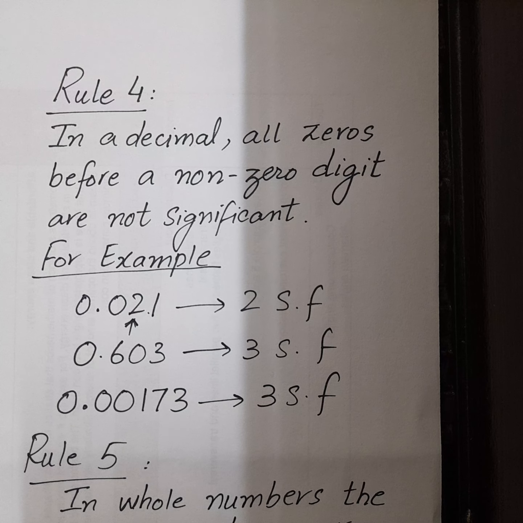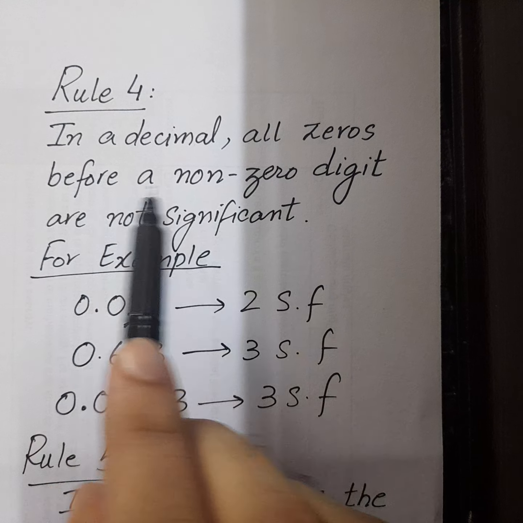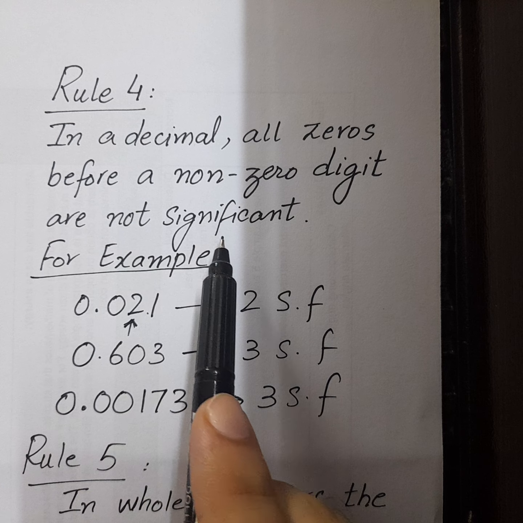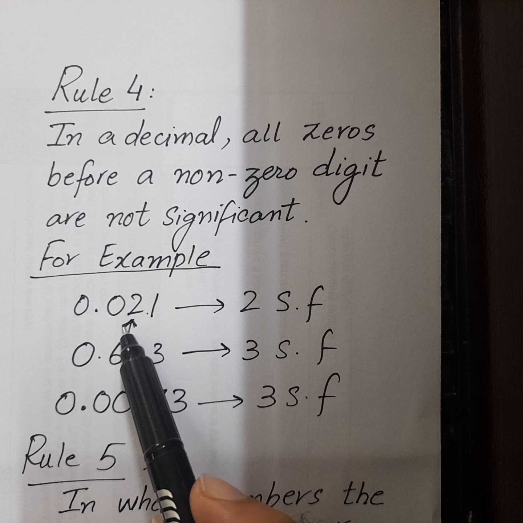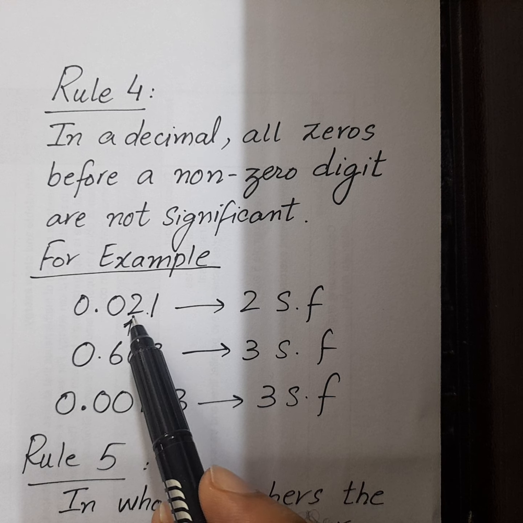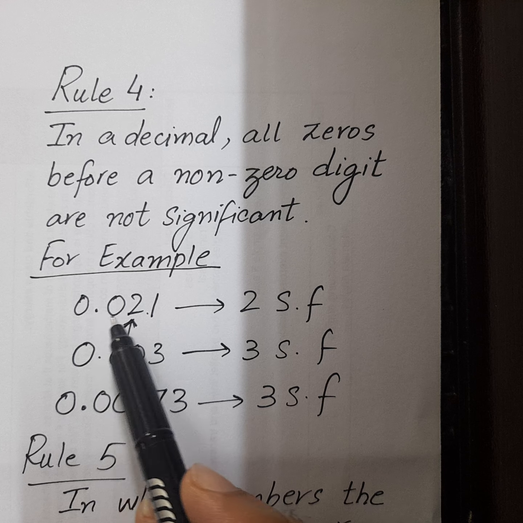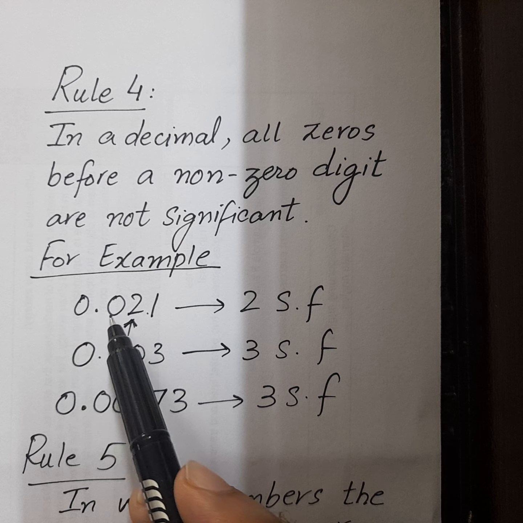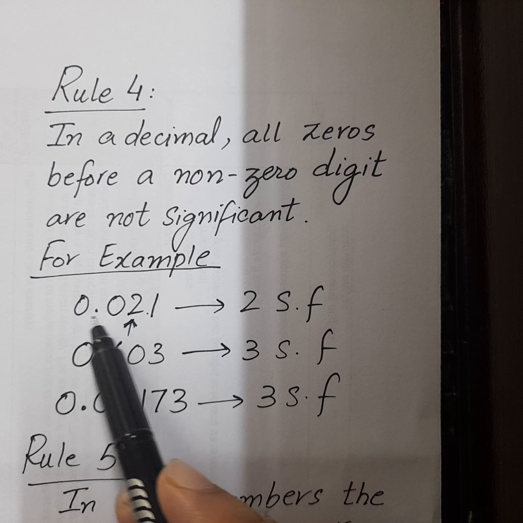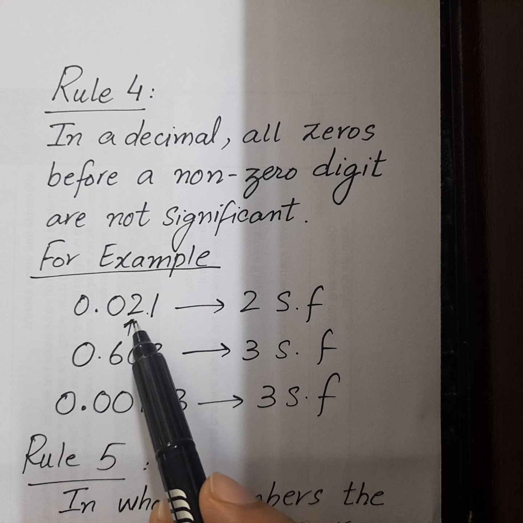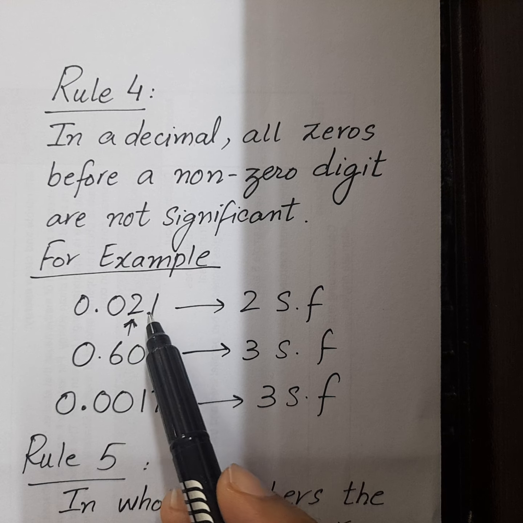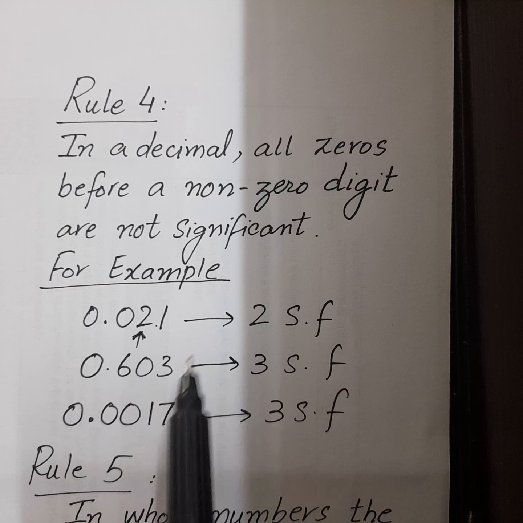Now let us talk about rule number 4. In a decimal, all zeros before a non-zero digit are not significant. So again, look at the first non-zero digit, that is 2, and behind that there are only two digits and both of them are 0, so we will not consider them significant. So the number of significant figures is 1 and 2, only 2.